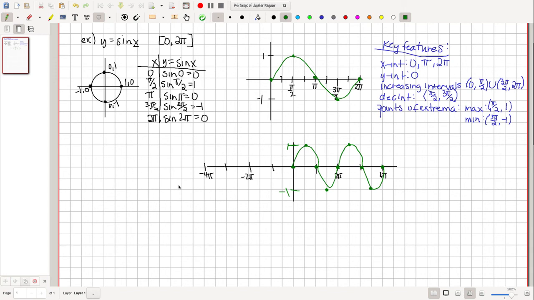I'm going to work backwards. There's my end point. First half I'm up, second half I'm down. So there's another period. First half I'm up, second half I'm down, and there's another period.